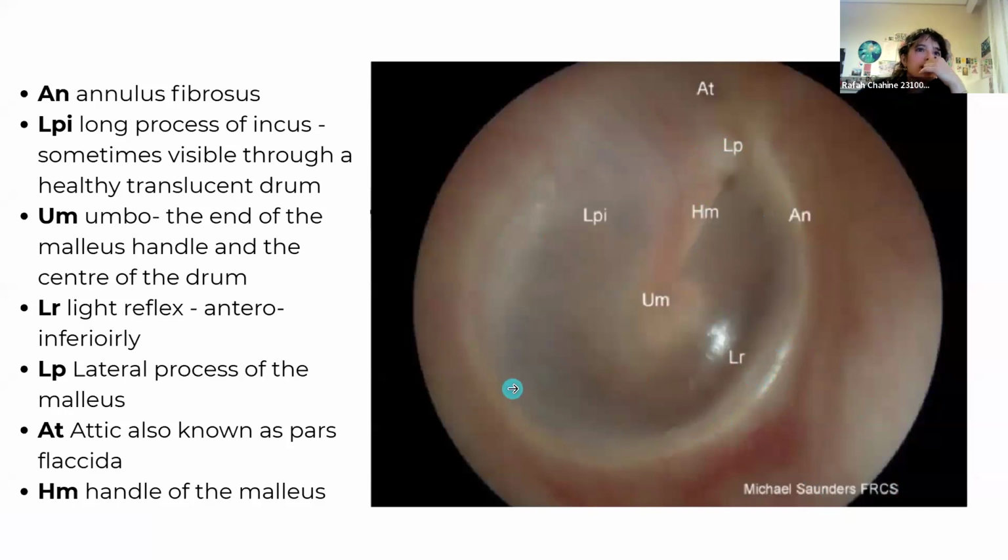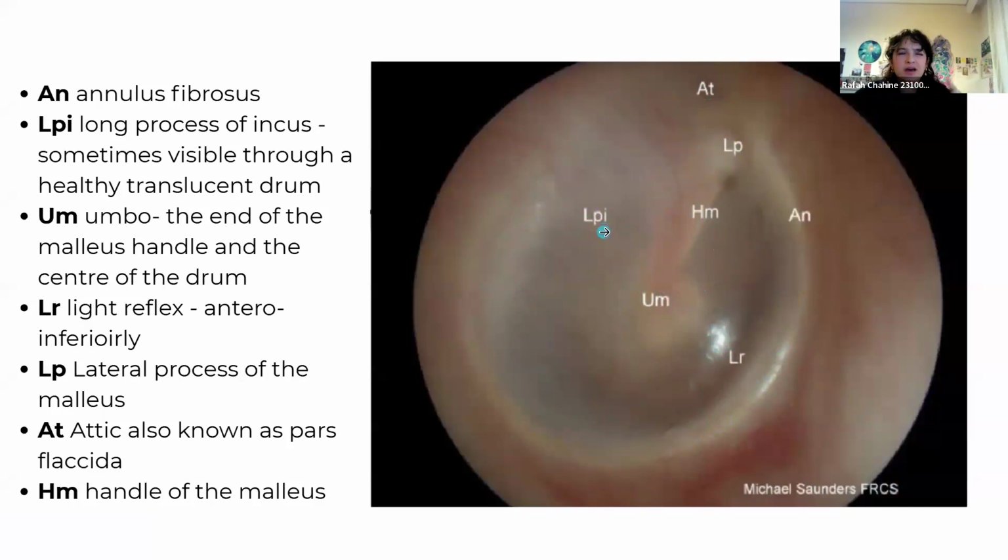Now, this is the umbo of the malleus, and this is the handle of the malleus, and this is the lateral process of the malleus. This entire section is the pars tensa, and this AT stands for attic, which is where the pars flaccida is at. The LPI, this is the long process of the incus.